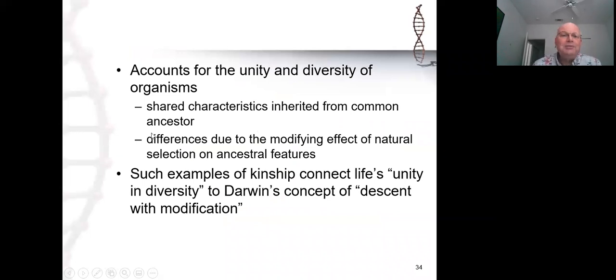So it is the process of natural selection and evolution that actually accounts for both the unity and the diversity. The unity is because of the characteristics shared with the common ancestor. The diversity comes about because some of the features get modified for the purpose of a new use, because of a use in a different environment.